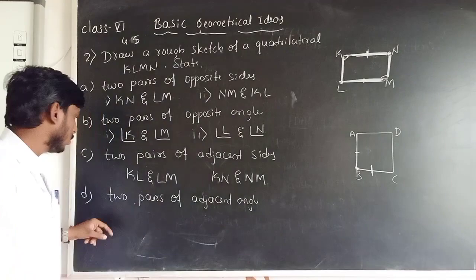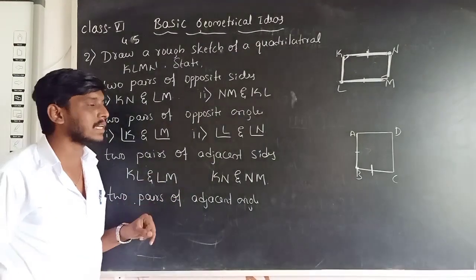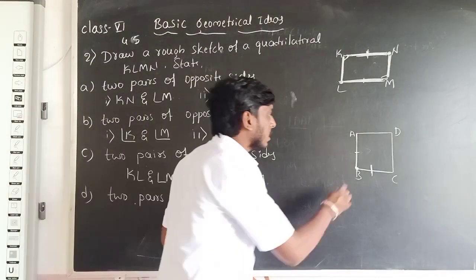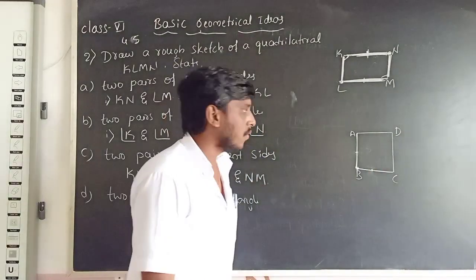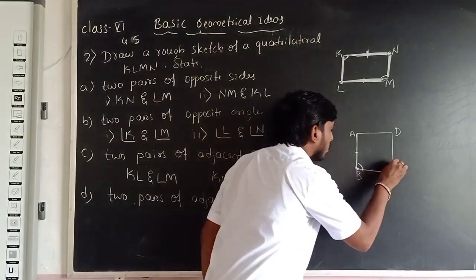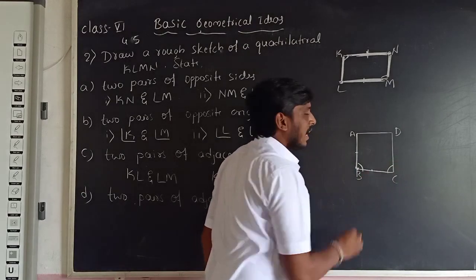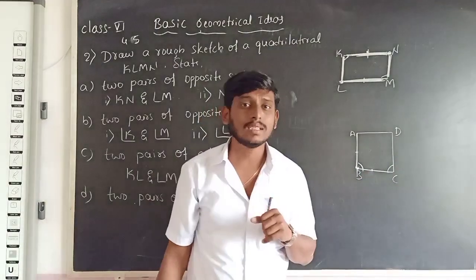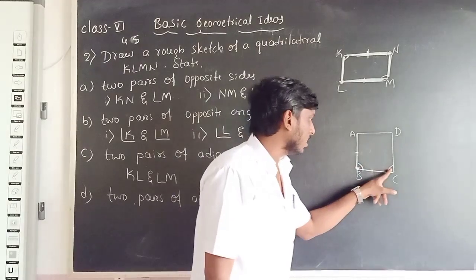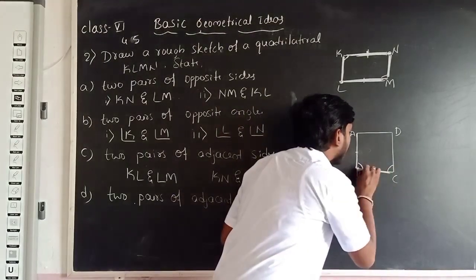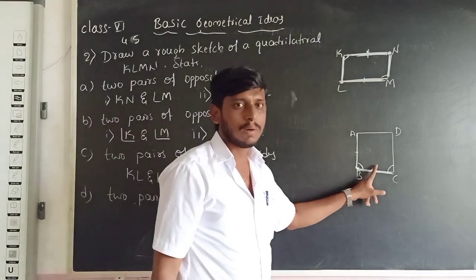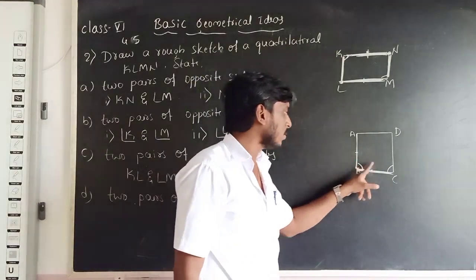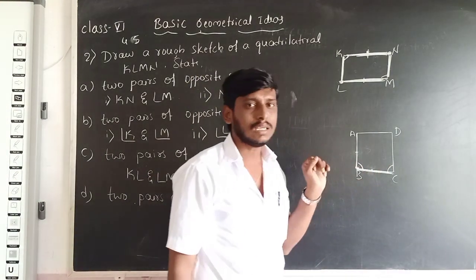Last one, two pairs of adjacent angles. Adjacent angles, here I will explain. What do you mean by adjacent angles? When you select two angles, for example, these two are called adjacent angles. Two angles having a common arm BC, such type of angles are said to be adjacent angles.